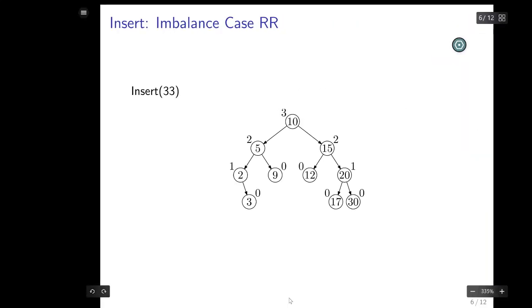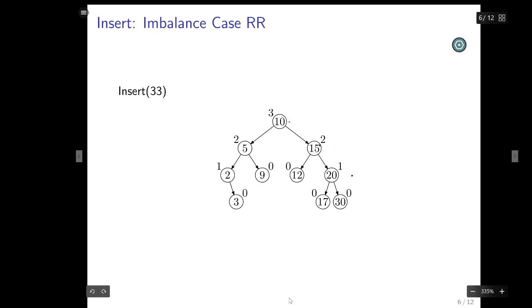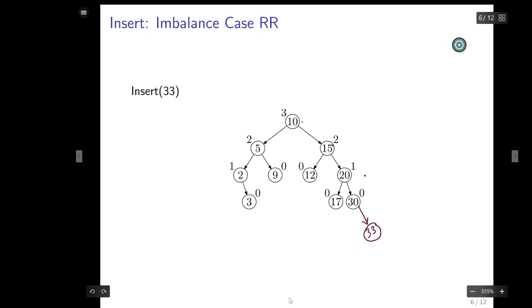So now we have this tree, and now into that tree we insert 33. We compare 33 to 10, it's bigger. 33 to 15, it's bigger. 33 to 20, it's bigger. 33 to 30, it's bigger. We go up from below, starting with the 0. We update the height of the parent to 1. We check balance condition.